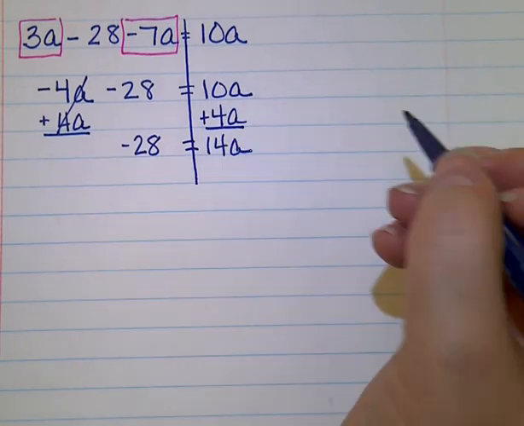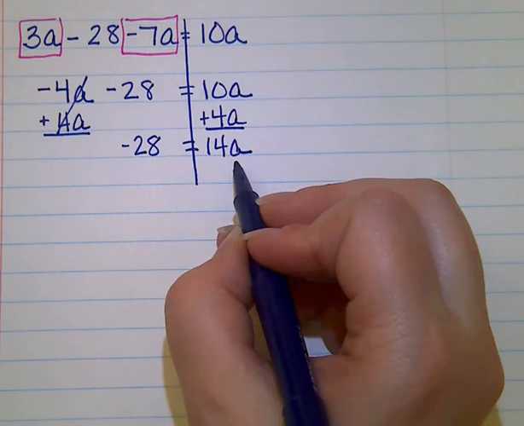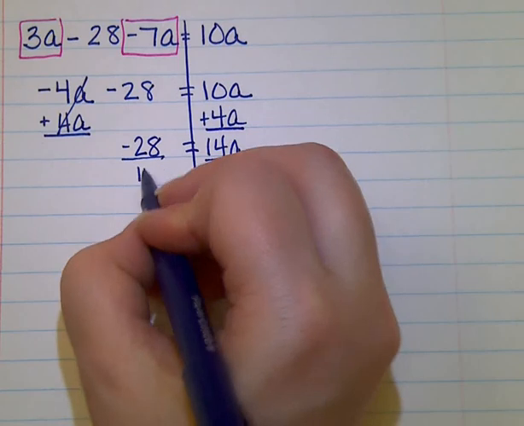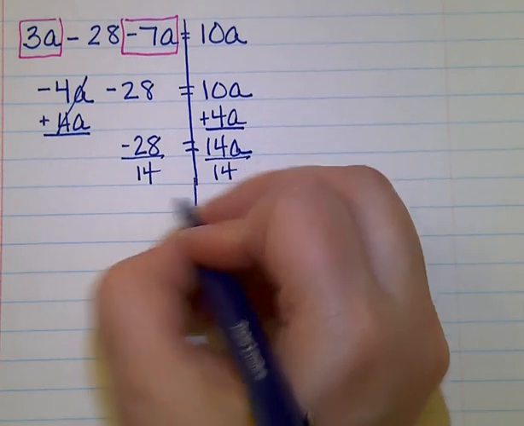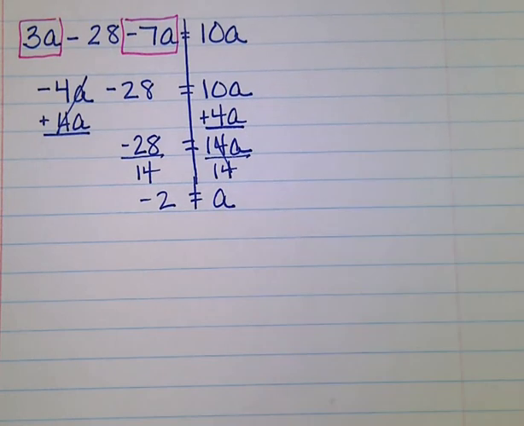And you'll notice I have one term on the left and one term on the right. I'm ready to do the last step, which is to divide. And we're going to divide by 14. And I find that negative 2 is equal to a. And again, I can check my answer.